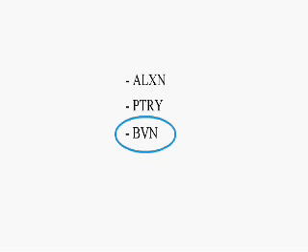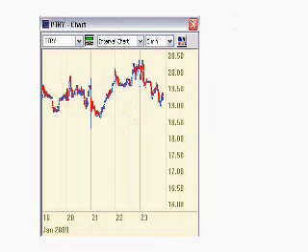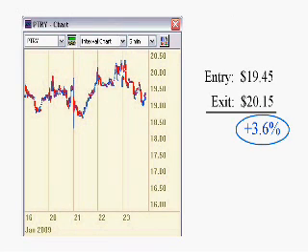Okay, that leaves me with 3 stocks that I like. The strongest one is probably BVN, and a close second is PTRY. I just want to play 2 stocks for now, so let's forget ALXN. Let's see how we did on PTRY. There's my buy point. I like to buy it at the session close, and I'm going to hold for 2 days, so there's my sell point. And the result was a nice, fat 3.6%. Now that's a good return for a 2-day hold.